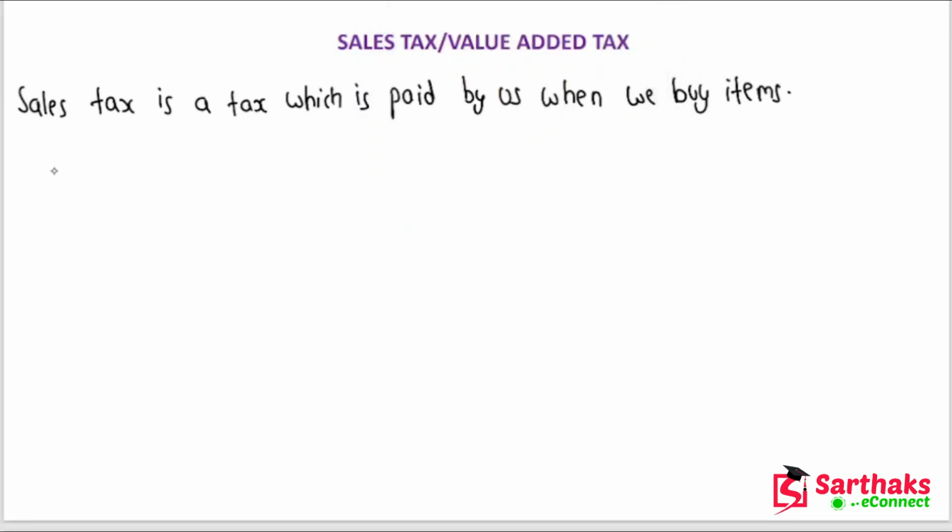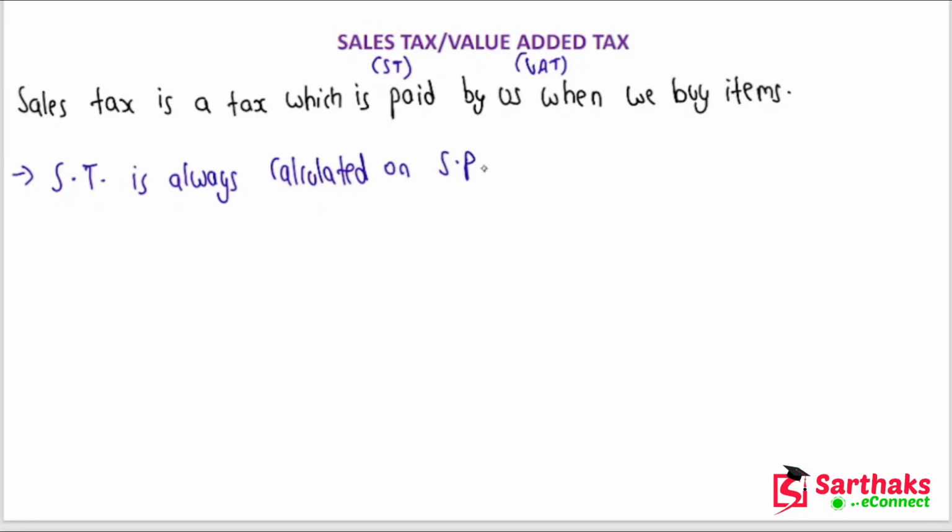We pay tax on every particular item which we buy. You must have seen some bills of the objects you have bought, and you will see the mention of this word tax. Sales tax is shortened as ST and value added tax as VAT. Sales tax is always calculated on the selling price of an item.